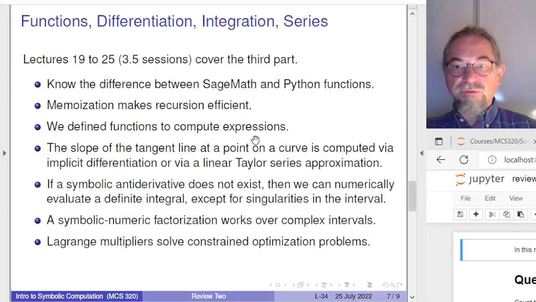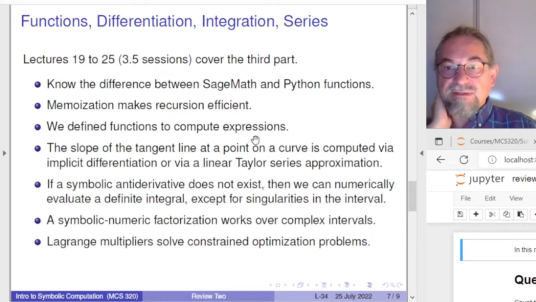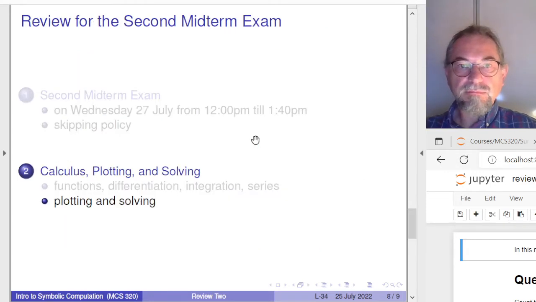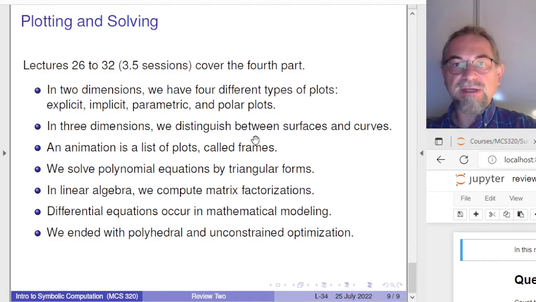But be aware that even if you work numerically, there are pitfalls, and in particular the singularities inside an interval. So this is the calculus part. Then we have the plotting and the solving. Here both parts cover as many lectures, 3.5 sessions, so both are actually equally important. Although in the fourth part, we actually go more towards the application area of symbolic computation and computer algebra systems.